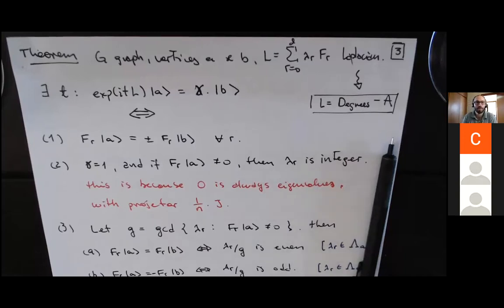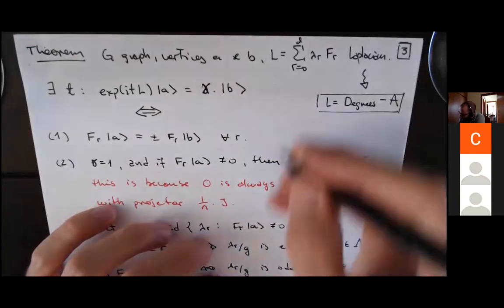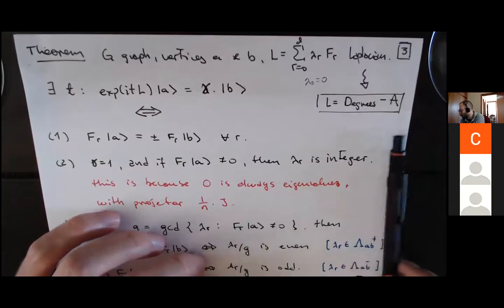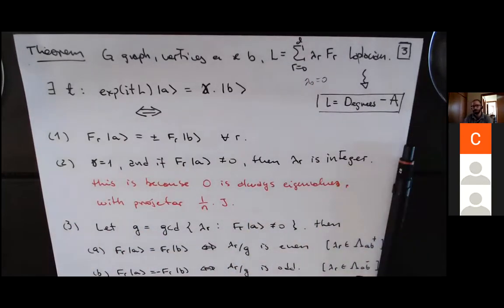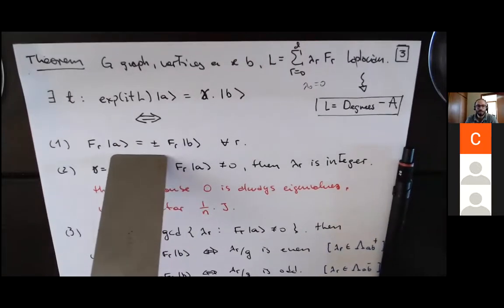So what's the result now? We have a graph G with vertices a and b, and Laplacian matrix. I'm already telling you the spectral decomposition. In general, I will be assuming that lambda 0 is equal to 0. I know 0 is always an eigenvalue, so I'm simply using the same index as the value. Anyway, PST implies it's actually if and only if. This is to say the vertices are strongly cospectral.